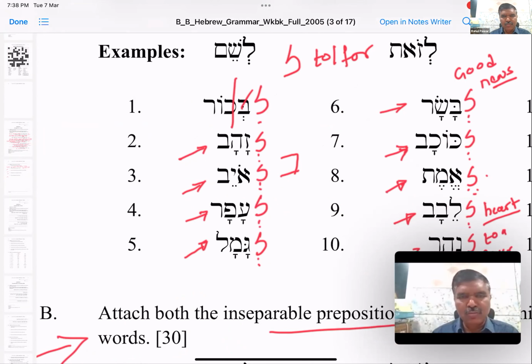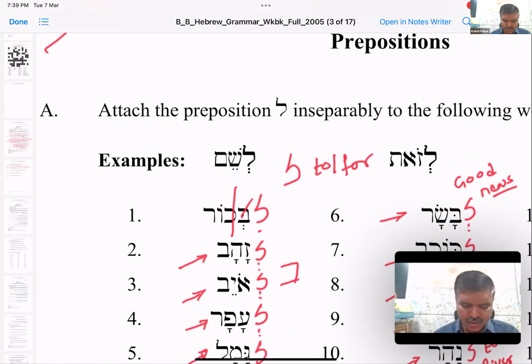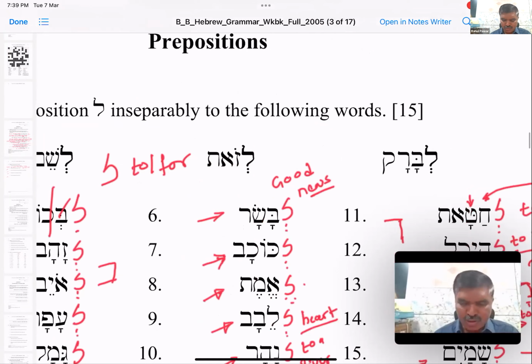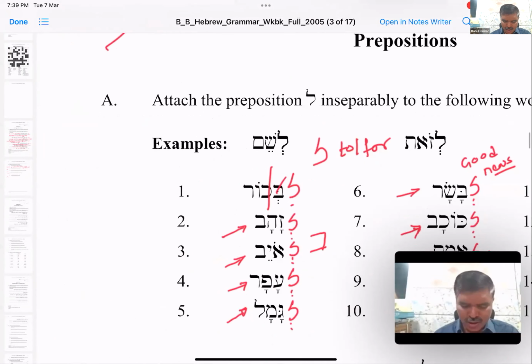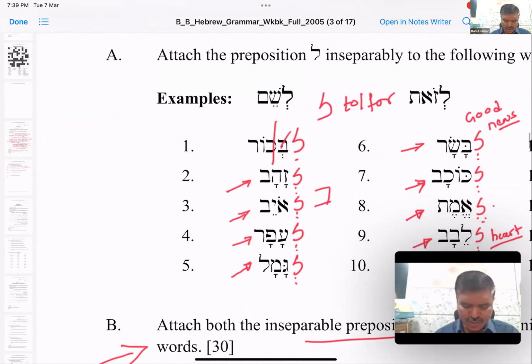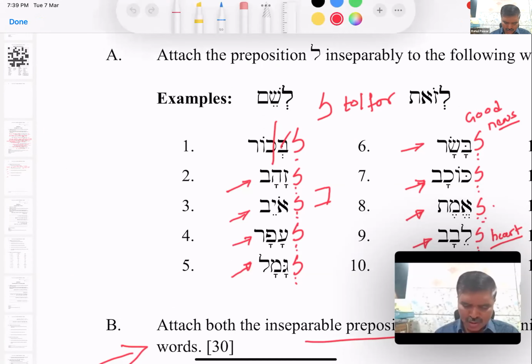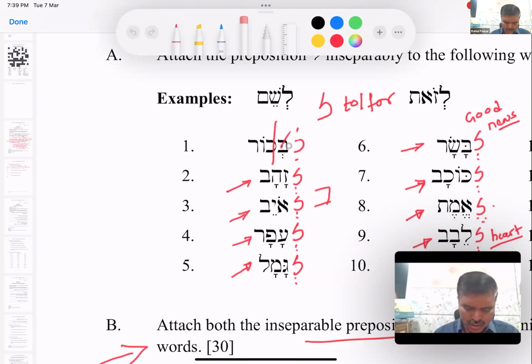So, decor. The question over here is, attach the preposition lamed inseparably to the following words. To all these words, you have to attach the lamed preposition. Now, the word bekor, if you see it, you have to attach the lamed preposition to it.